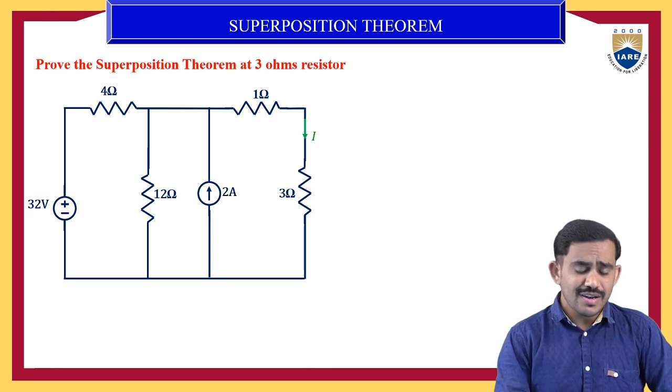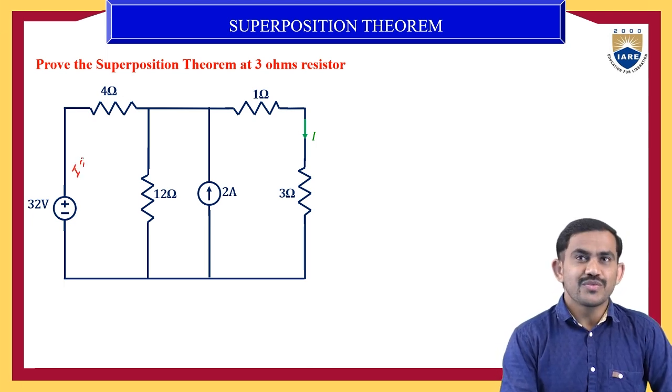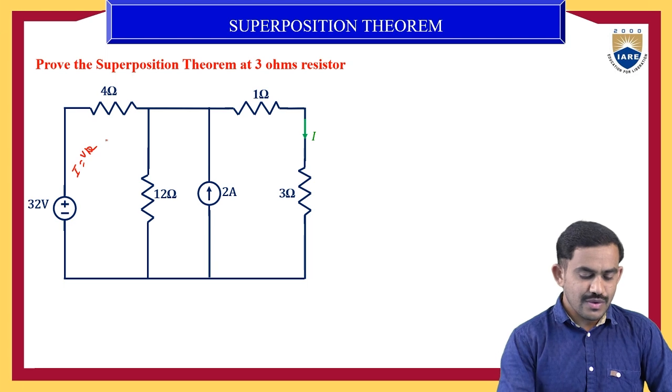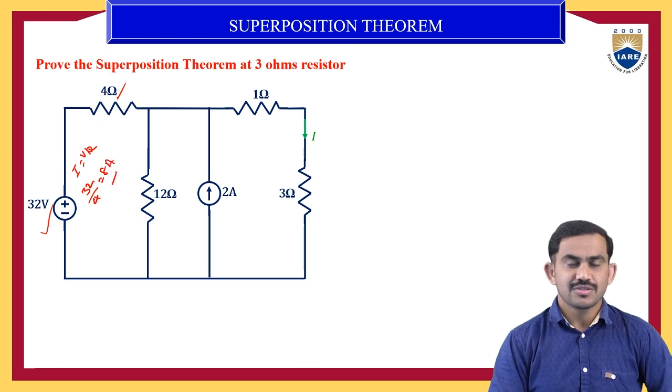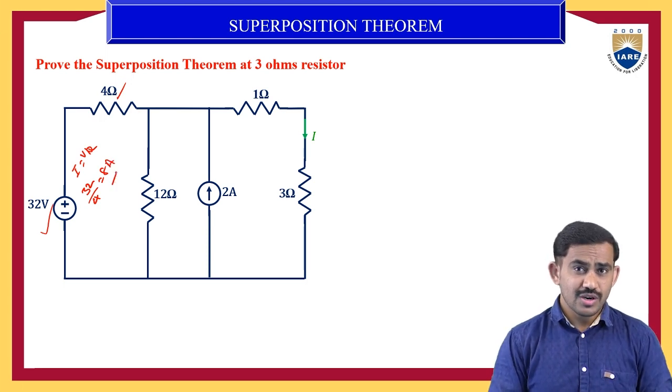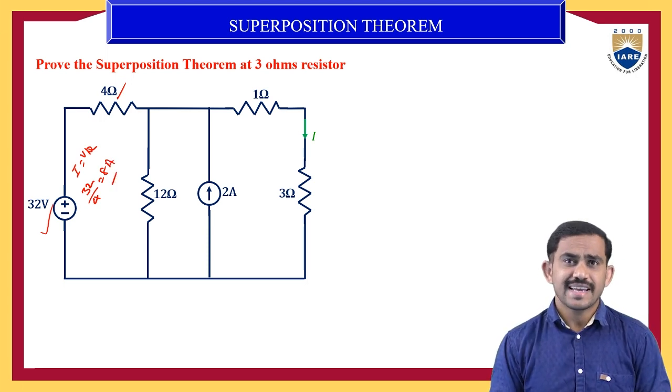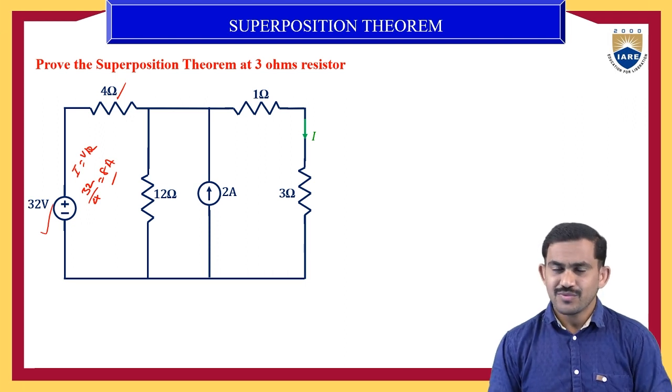So what is your current source value now? I equals V by R. Am I right? I know the V value and I know the R value. So we get 32 by 4, which is 8 amps. So your 32 volt source converts to a current source of 8 amps in parallel with the same 4 ohms.